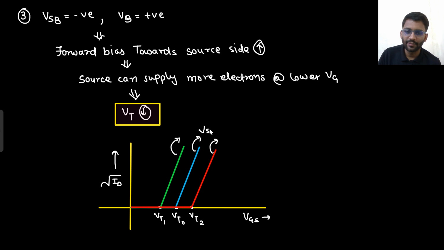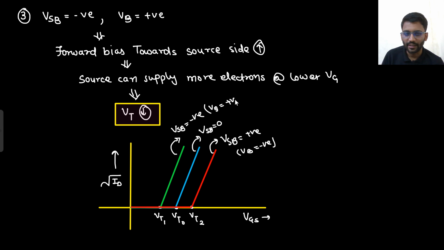If I am saying this is VSB equals 0, what will this be? VSB equals to positive or negative? Positive. That means your VB is negative. And what will this be? VSB equals to negative. That means your VB is positive, because at positive VB voltage, your threshold voltage is less. This value is less than this, than this. So at lower threshold voltage, you are getting some current. But was that your target? No.